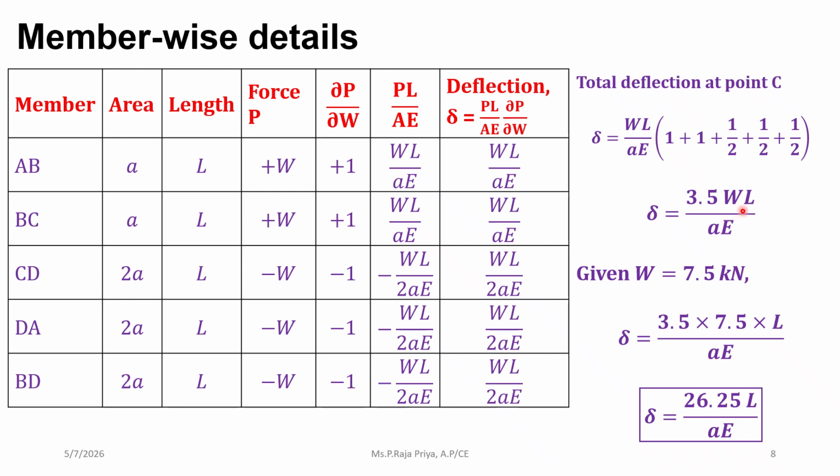And here you can substitute the value for W as 7.5 kilonewton, which is given in the problem. So substitute the value 7.5 and delta will be 26.25 L by AE.